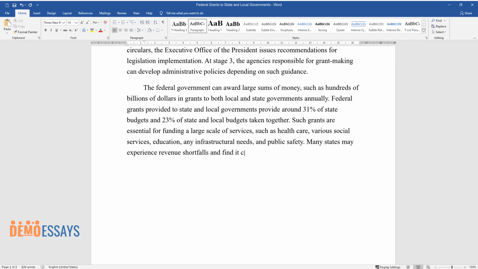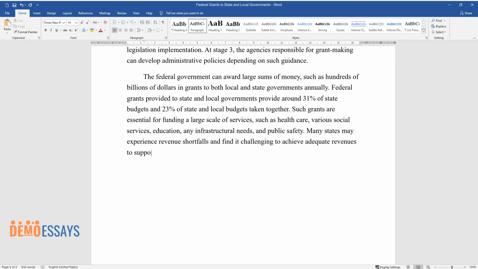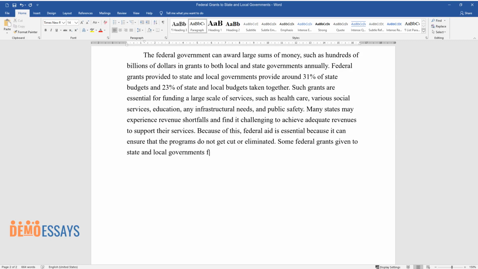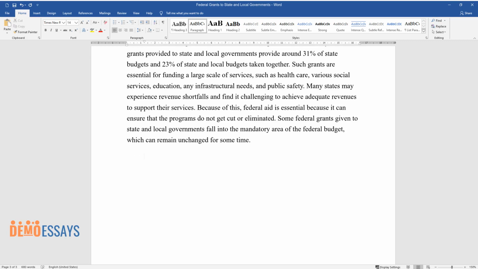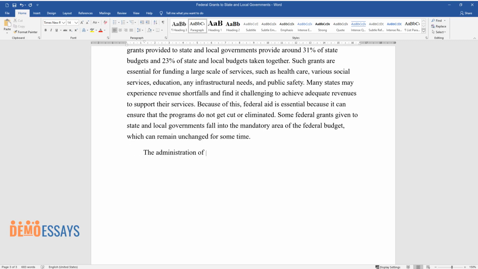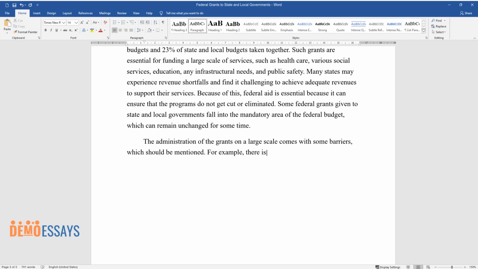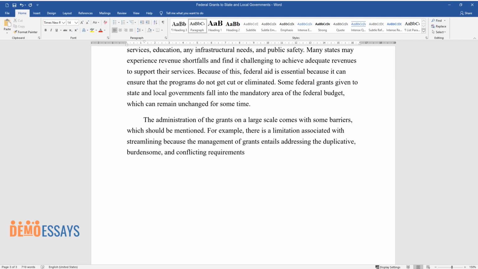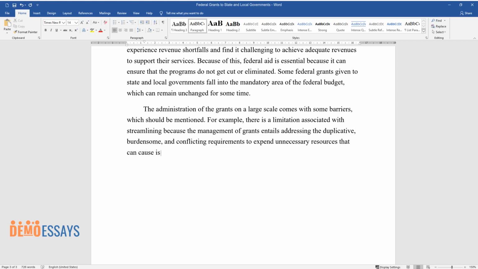Many states may experience revenue shortfalls and find it challenging to achieve adequate revenues to support their services. Because of this, federal aid is essential because it can ensure that the programs do not get cut or eliminated. Some federal grants given to state and local governments fall into the mandatory area of the federal budget, which can remain unchanged for some time. The administration of the grants on a large scale comes with some barriers, which should be mentioned. For example, there is a limitation associated with streamlining because the management of grants entails addressing the duplicative, burdensome, and conflicting requirements to expend unnecessary resources that can cause issues for grant recipients.